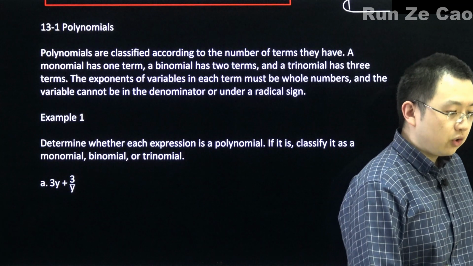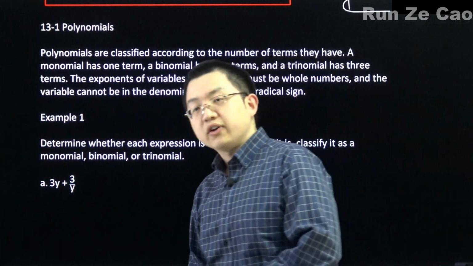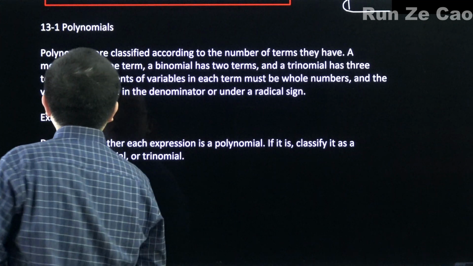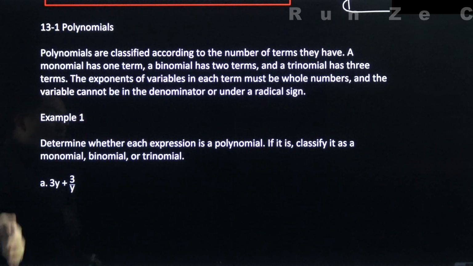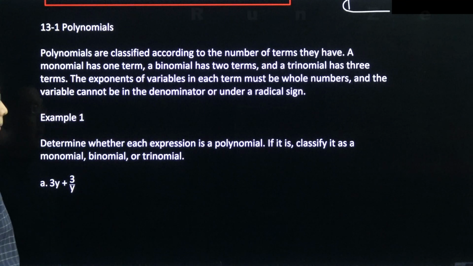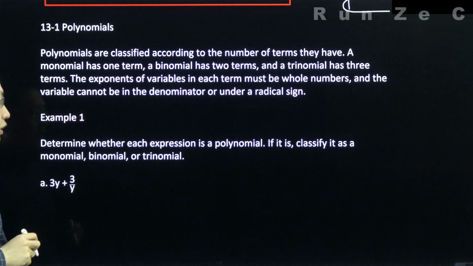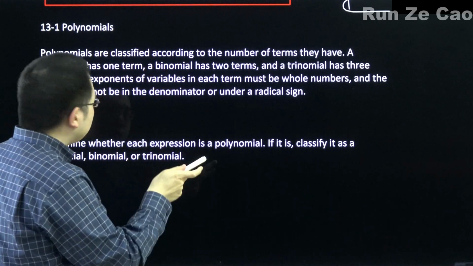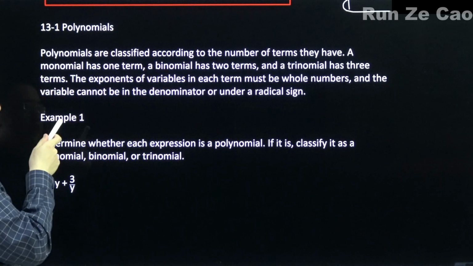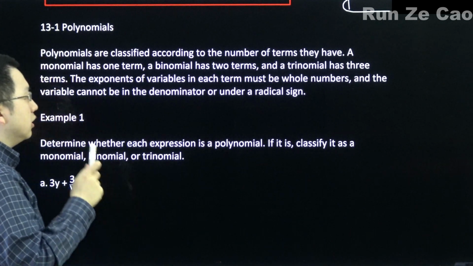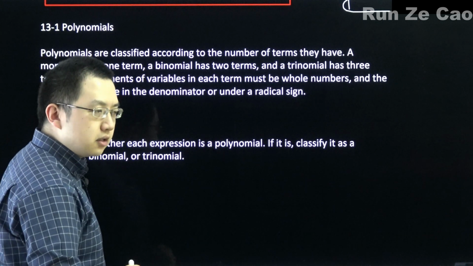Polynomials are classified according to the number of terms they have. A monomial has one term, a binomial has two terms, a trinomial has three terms. The exponents of variables in each term must be whole numbers, and the variable cannot be in the denominator or under a radical sign.